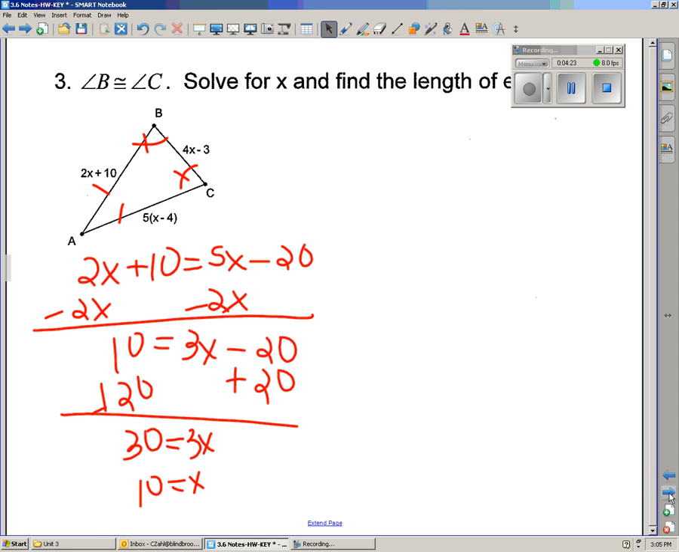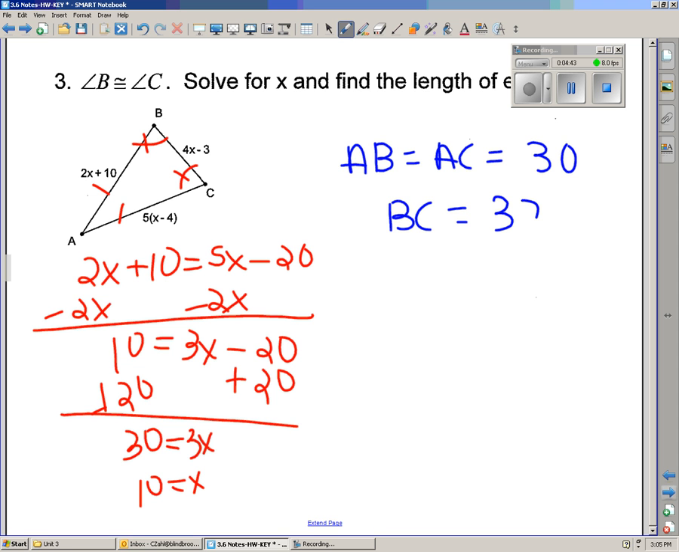It wants you then to find the length of each side. So we know that AB, by the way, which happens to be the same as AC, when you plug in the 10, it's going to be 2 times 10 or 20 plus 10, which is 30. So those both have the same measure. And then BC, 4 times 10 minus 3 is 37.